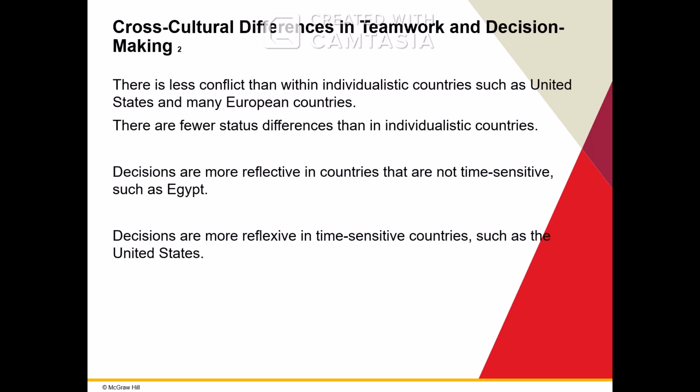And of course, in European countries, there is less conflict than within individualistic countries such as the United States. There are fewer status differences than in individualistic countries. And decisions are more reflective in countries that are not time sensitive, such as Egypt. And decisions are more reflexive in time sensitive countries, such as the United States. So each culture, each country has its own individual characteristics and traits while dealing with different teams and different decision-making processes.